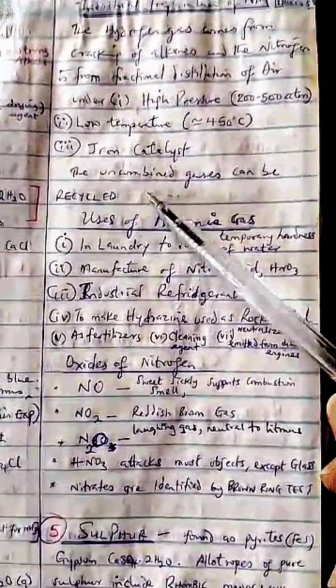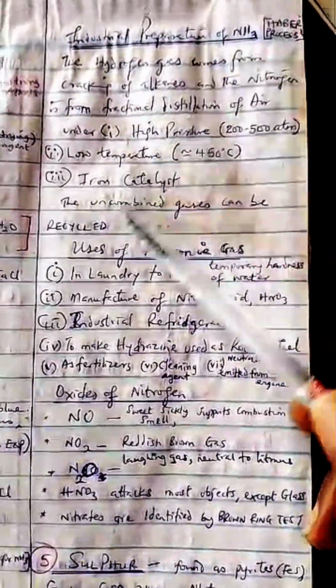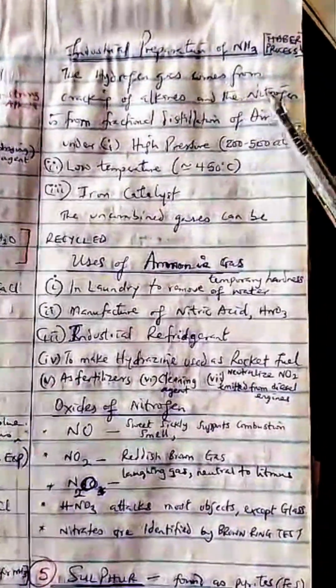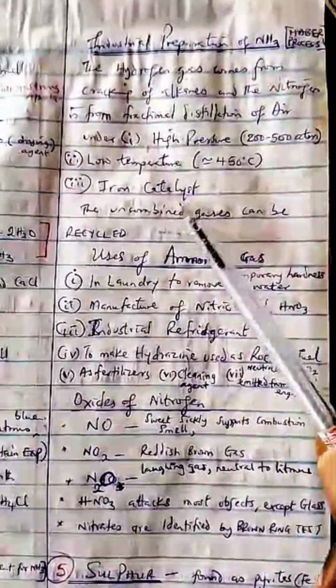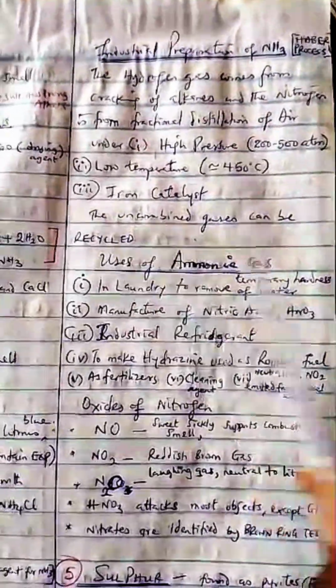All right, so still on the Haber process. The uncombined gases, that is nitrogen and hydrogen, which do not combine in this process, can also be recycled.